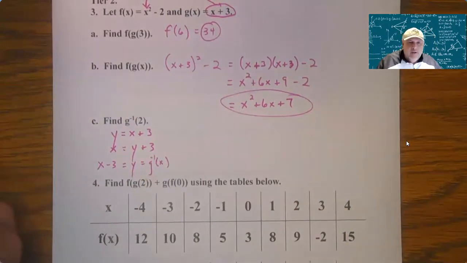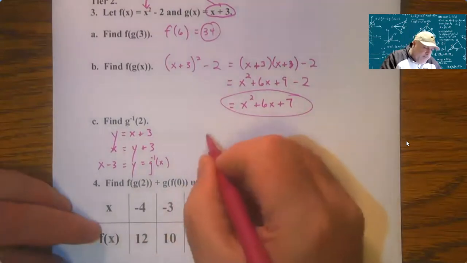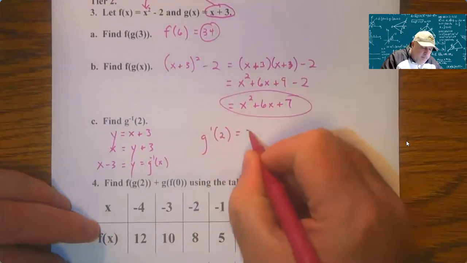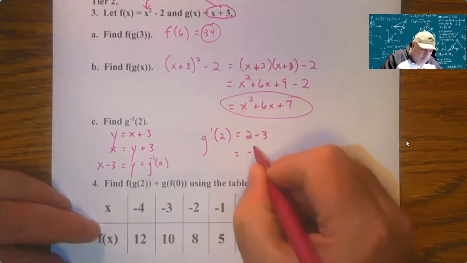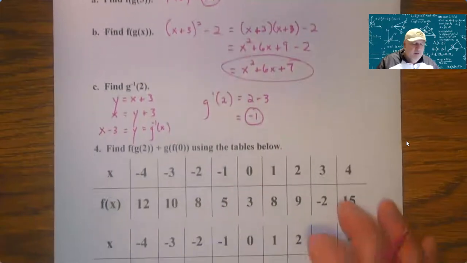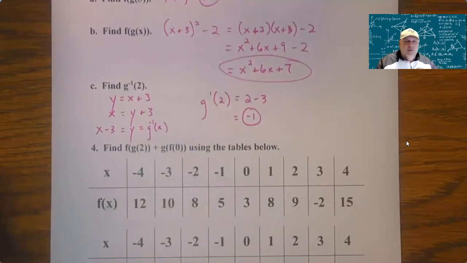And so now we want g inverse of 2. So 2 is going to get replaced in there, and that's going to be 2 minus 3, which is -1. So you need to find the inverse first by switching the variable, and then substitute in 2 for the new x there.